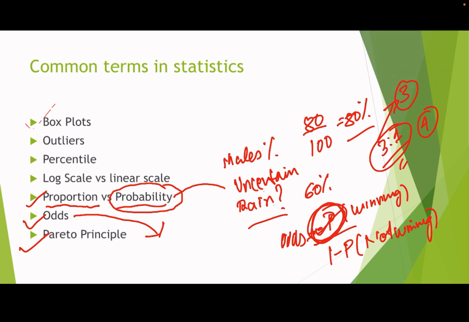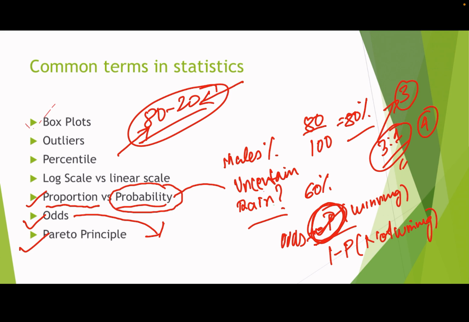Now let us look at the Pareto principle. Pareto principle is a very common statistical term that is thrown around. What does it mean? It follows the 80-20 principle. This is the Pareto principle. It tells that 80% of the effects are caused by 20% of the factors. And this can be generalized to any business problem or anything.